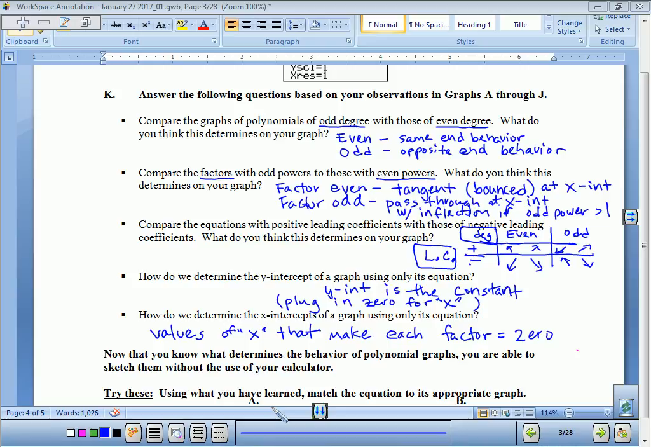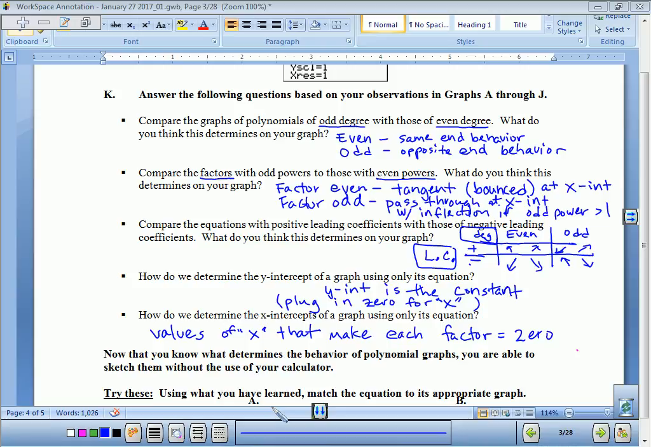If a factor is raised to an odd power, it's going to pass through. But there's two ways it can pass through. It's going to either pass through like a straight line, if that odd power is 1. If that odd power is greater than 1, it passes through with an inflection. It causes a change in concavity of the graph at that point. We'll look at that in just a second.